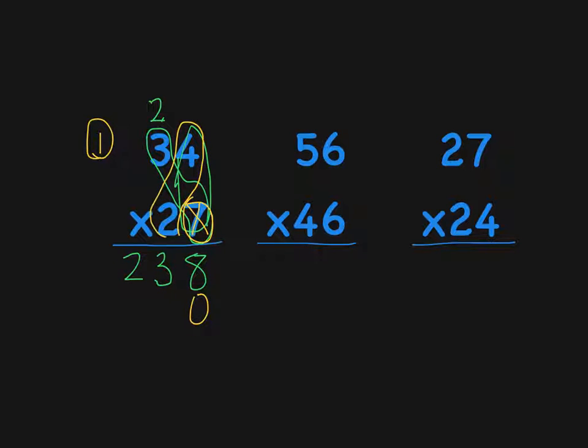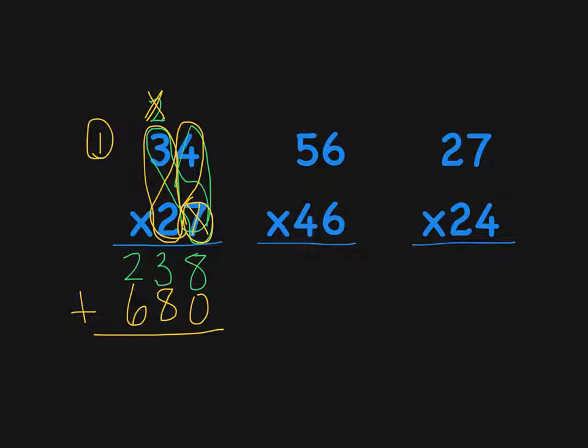2 times 4 is 8. Put down the 8. And 2 times 3 is 6. I don't have any carries, so I'm not going to add that on. That's from the first layer. Now I'm going to add those two layers together.